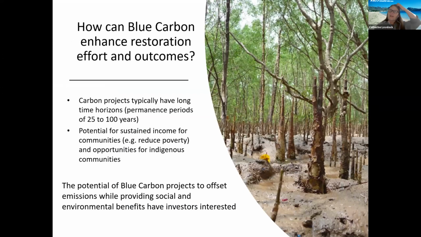So finally, I want to join these two things together, which is to ask how can blue carbon projects enhance restoration outcomes and efforts. I would say that one thing carbon projects generally do is have very long time horizons. Often we have 25 to 100-year permanence periods, so they might really help us get over this short-term investment in restoration.